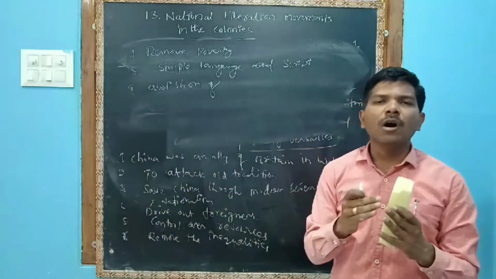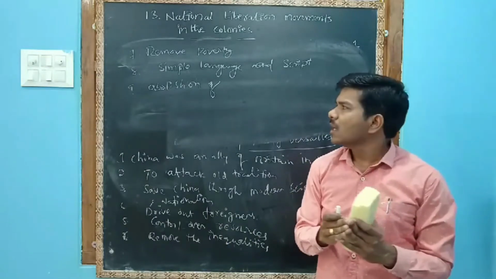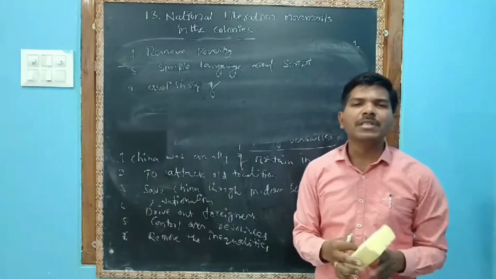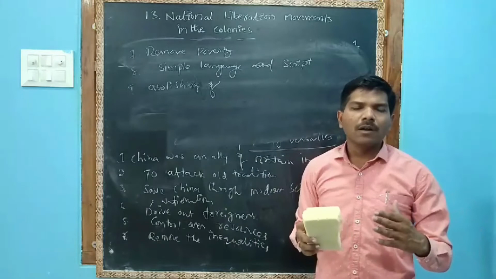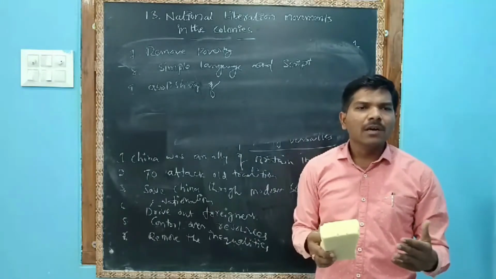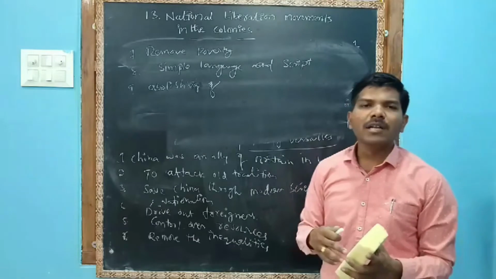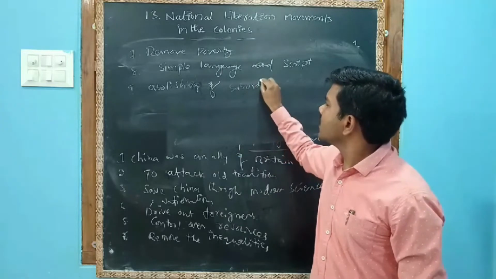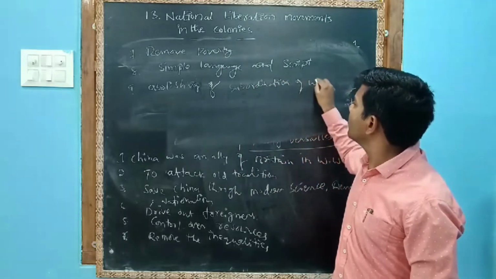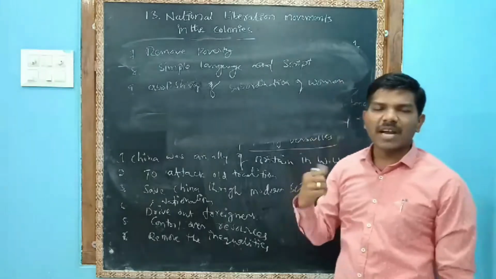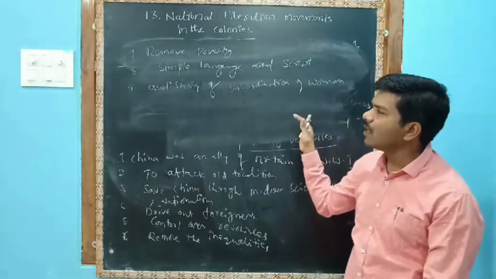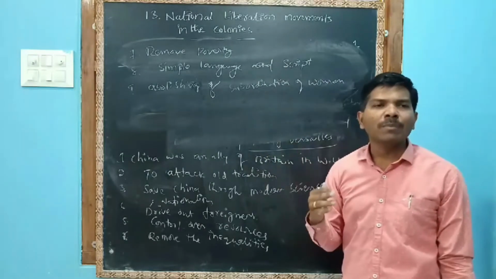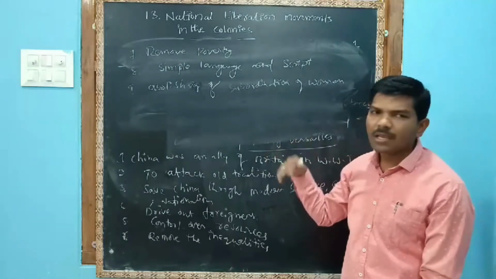Next, abolition of the subordination of women, or we can say abolishing of polygamy. Polygamy means, I think you know, one person having many wives. This is called subordination of women. Women didn't have any rights, and women were completely degraded in China. So they are asking for abolishing the subordination of women.